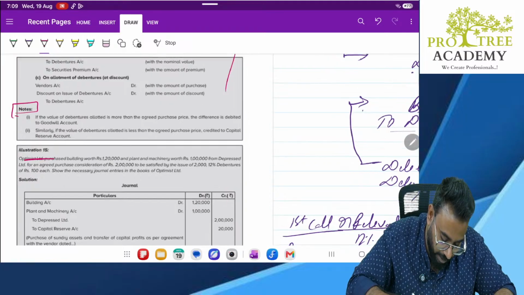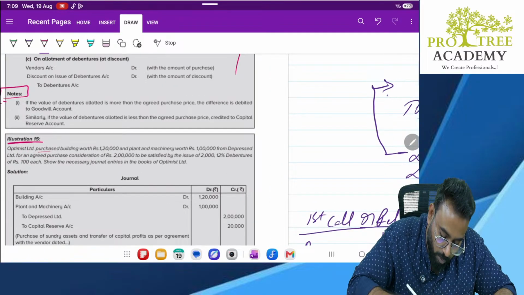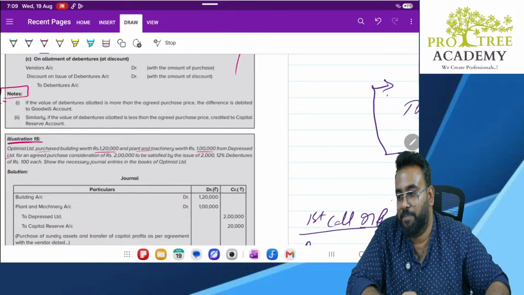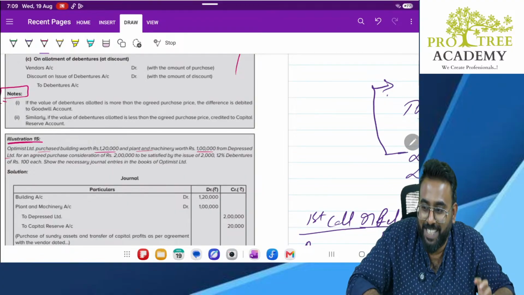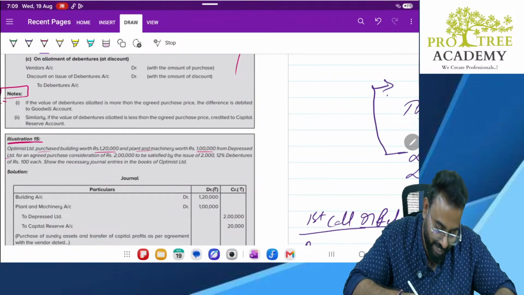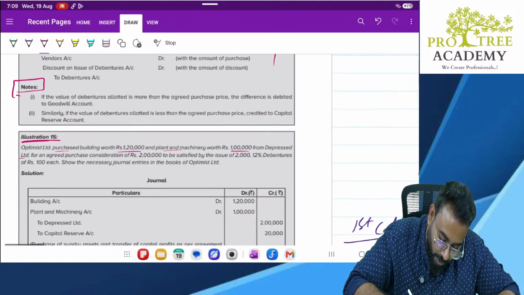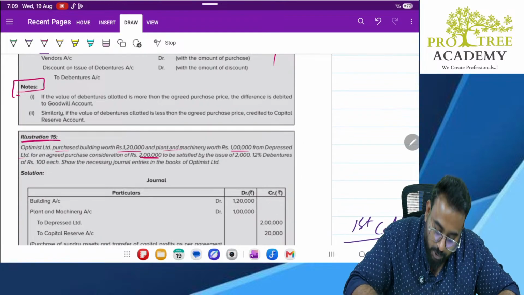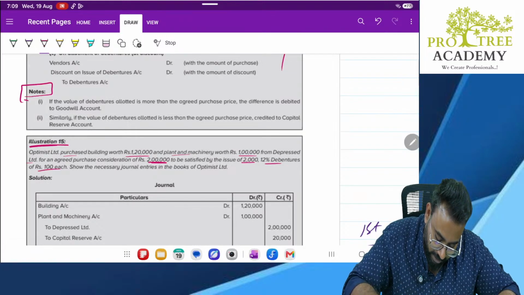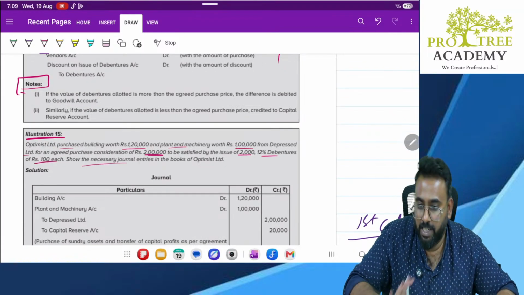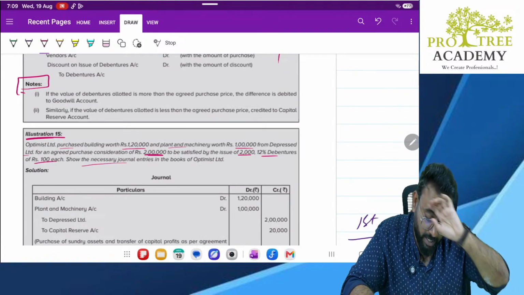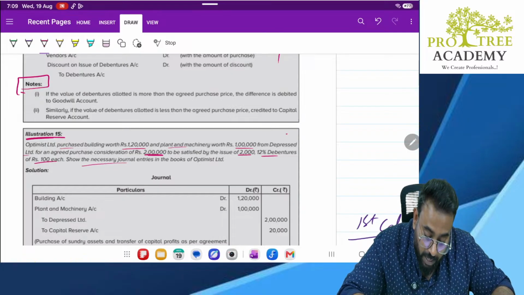Illustration number 15, quickly. Optimist purchased a building worth 1.2 lakh and plant and machinery worth 1 lakh from Depressed Limited, for a purchase consideration of 2 lakh to be satisfied by issue of 2000 12% debentures of 100 each. Show the necessary journal entry. Now understand very carefully. Look at the question. What is the value of assets I have purchased? How much did I take the factory building for?